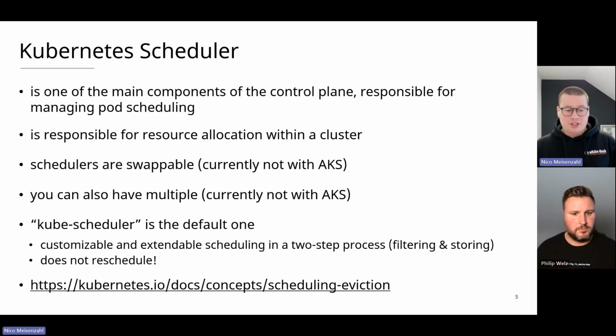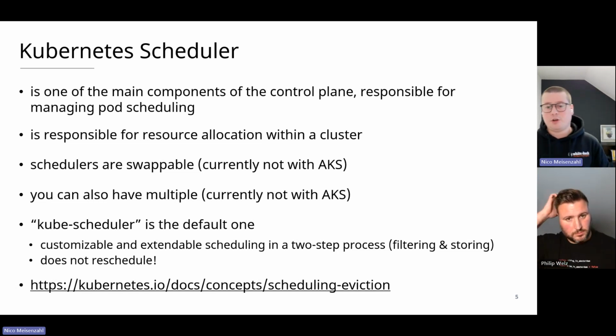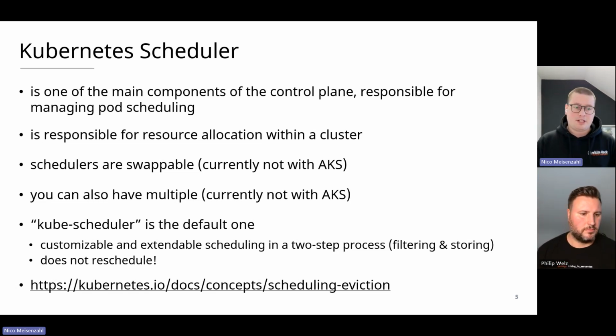There's a default implementation called the Kubernetes scheduler. It's part of the Kubernetes project. This is the default one, but you can swap it out if you like. Bring in custom schedulers, bring your own schedulers, or also run multiple schedulers in one cluster if you like. Swapping out and running multiple is currently not yet supported with AKS, but it's also a pretty niche setting where you might need those configurations. So we will stick to the Kubernetes scheduler for this talk.